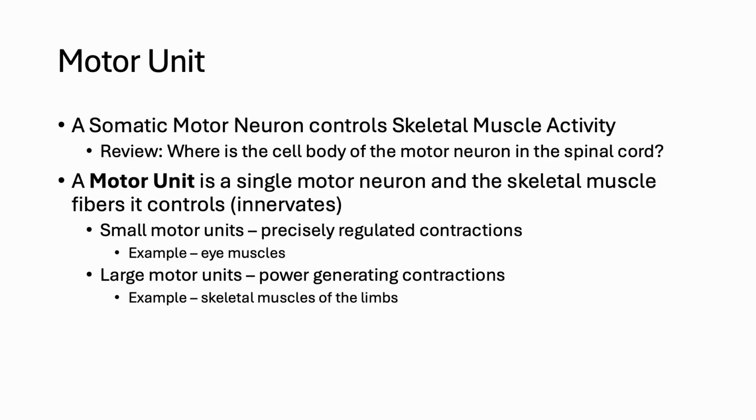Anyway, that's just a review, but the somatic motor neuron is part of the motor unit, and the skeletal muscle fiber that it's innervating, or sending signals to, is the other component of the motor unit. Motor units can be small. In other words, a small number of skeletal muscle fibers are controlled, and this is for muscles that have precise, regulated contractions. Think about those extrinsic eye muscles that help move your eyes. Those are small motor units.